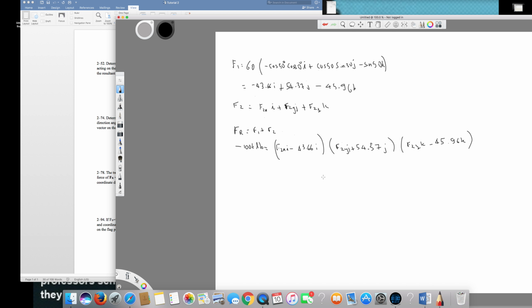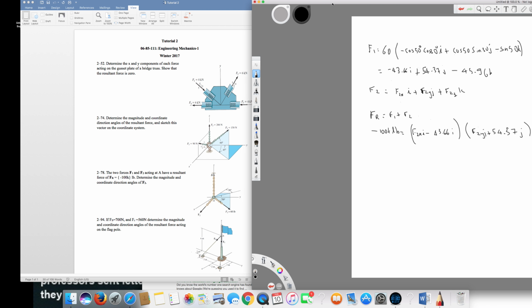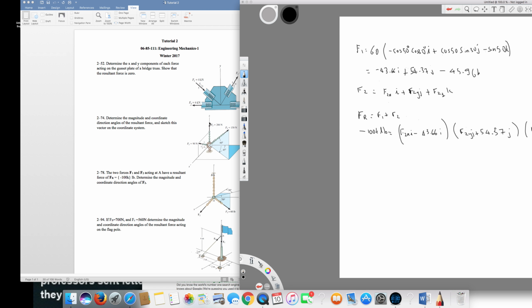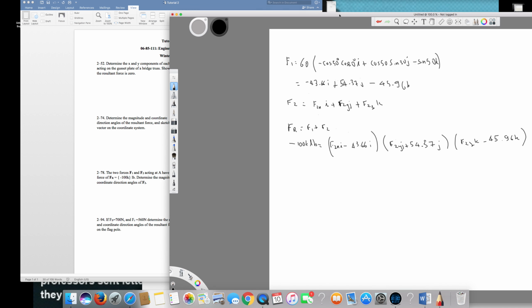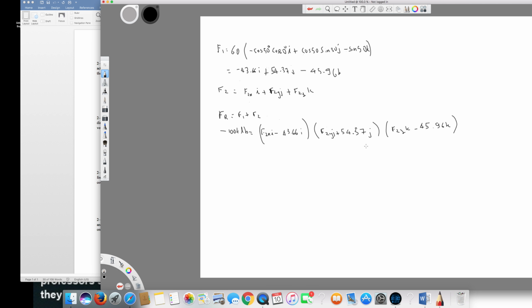And if we take all of the variables alone, because if you look at this diagram, the x component doesn't bring the resultant. The y component doesn't either, because the resultant is acting in the Z direction. So therefore we can only equate this one to f2z k minus 45.96, because the others are going to be 0.